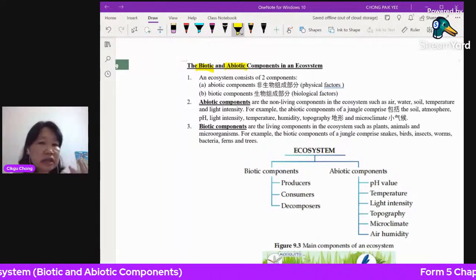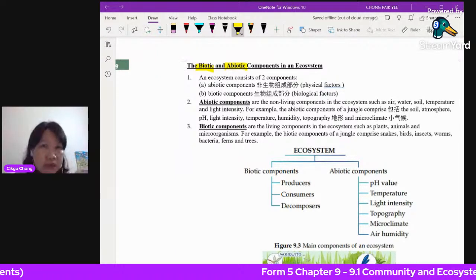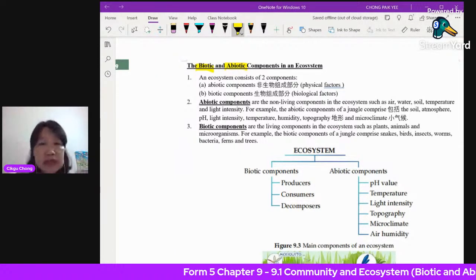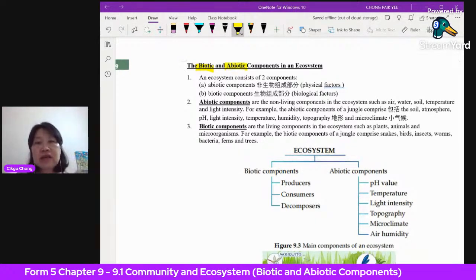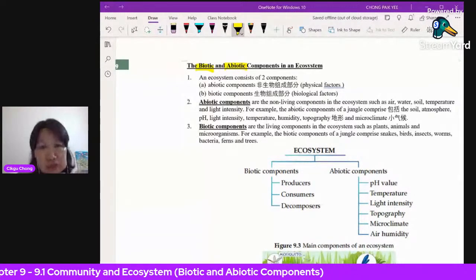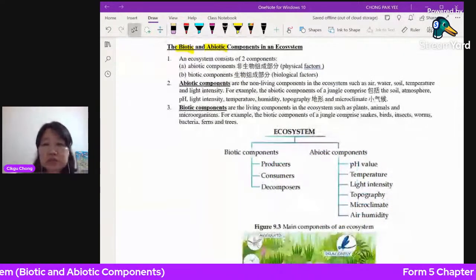Abiotic are all the things that are not living. For example, sunlight is not a living thing. Water, carbon dioxide composition, oxygen, humidity, and what else, pH of the soil. So all this is non-living. You can just read this on your own, right?